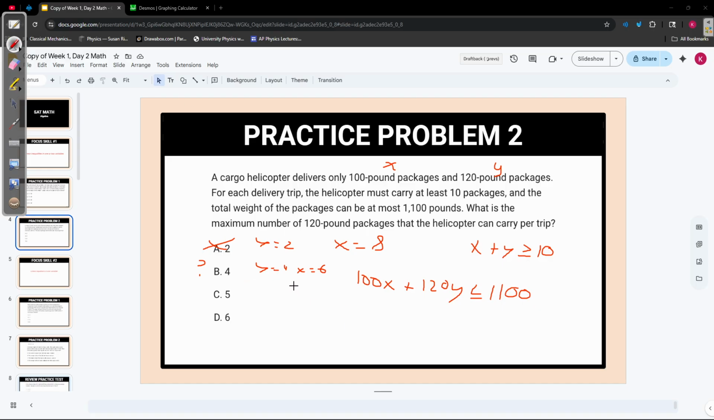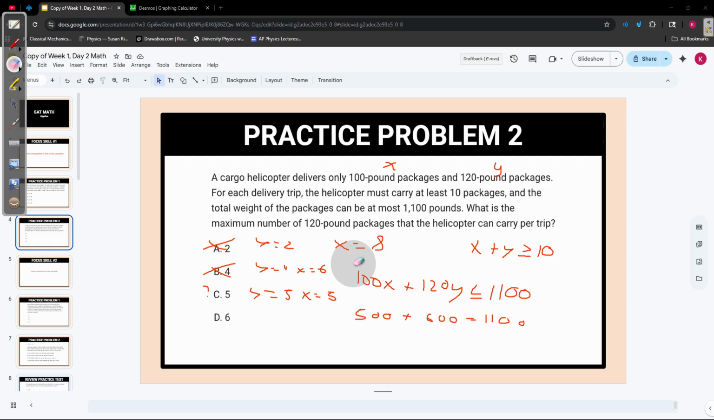But let's try C. So C, it's saying that both y and x equal 5 because you're going with the lowest amount still. So using that, we have 500 plus 5 times 120, which is 600. And that is exactly our 1100. Can't go above that. So we already know because of this one then that B is not going to be the answer. So we can put a question mark here.